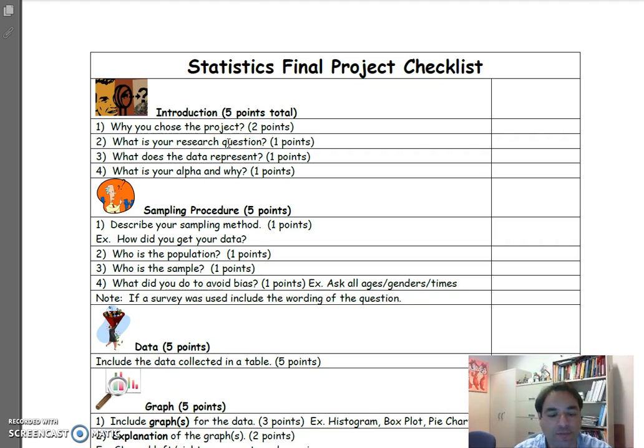So I'll make up an example for this video. Let's say I'm going to ask, do you wear contacts or glasses or any other visual aids? And it's supposed to be 61%.